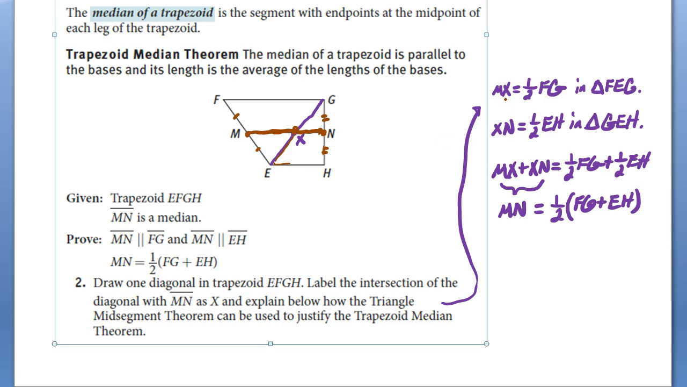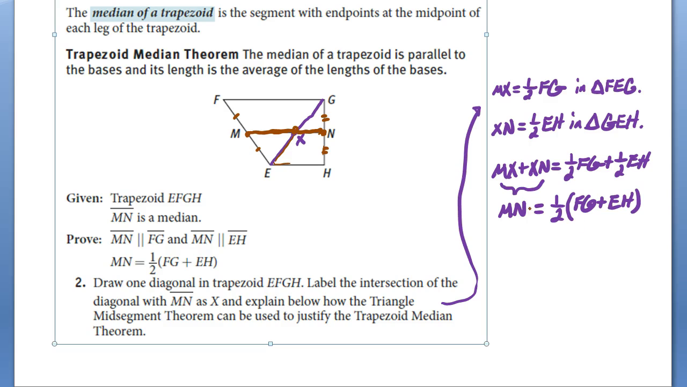Let's put these together. If we add together MX and XN to create the entire brown segment, that would equal half FG plus half EH. MX plus XN is MN, and adding these together is 1/2 (FG plus EH). So this is showing that the median of the trapezoid, MN in this drawing, is half of the sum of the bases.